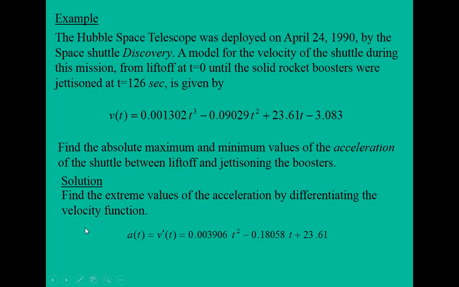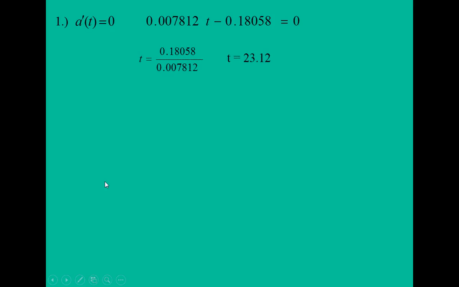Now we don't want to set this equal to 0. We are trying to find the maximum and minimum values of this acceleration function. So we need the derivative of the acceleration function to find our critical numbers. So let's take the derivative again and set that equal to 0. So first of all, a prime of t. Here's the derivative of our acceleration, and if we solve for t, we get 23.12.